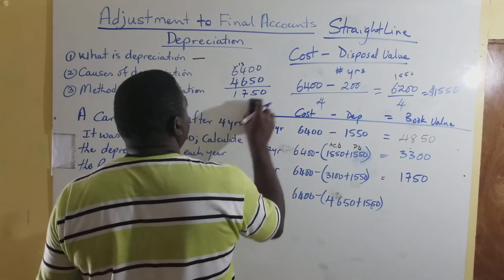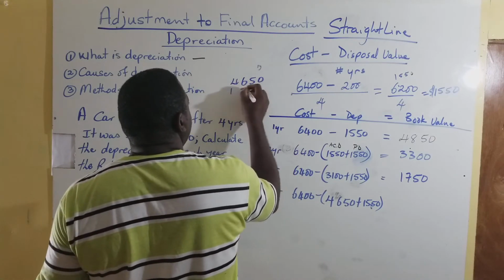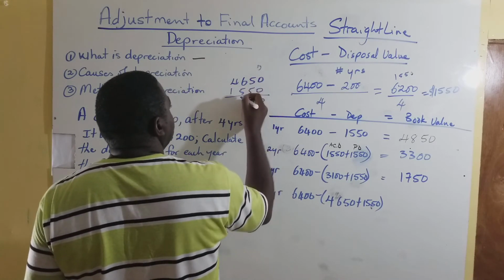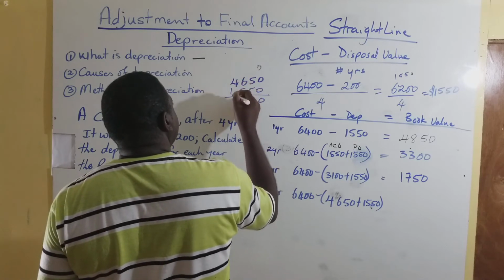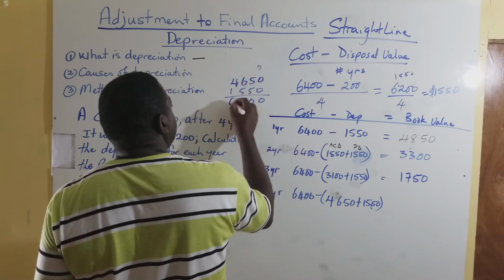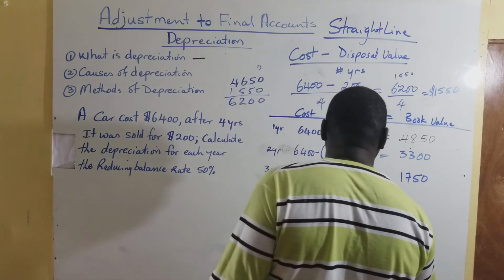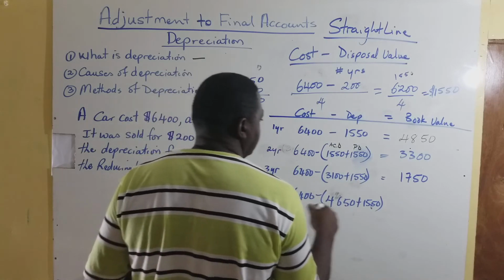So if we add 1550, we're going to get 0 here. This is going to be 1112, and this is going to be 556. Subtract this from the 4 and it will be 200.